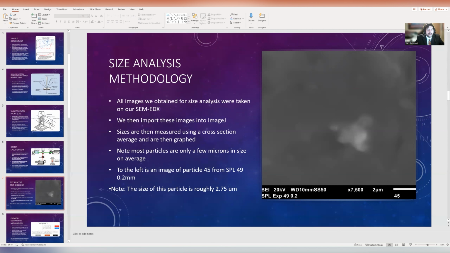Sizes are then measured using a cross-section average and are graphed. I'll show you a little bit of that later. Note most of these particles are only a few microns in size on average. To the right is an image of particle 45 from SPL 49.0.2. I took this image myself. It looks like I cropped off the scale bar a little bit here while importing it into a PowerPoint, but I promise you'll see the whole scale bar whenever I'm actually doing data analysis on it.